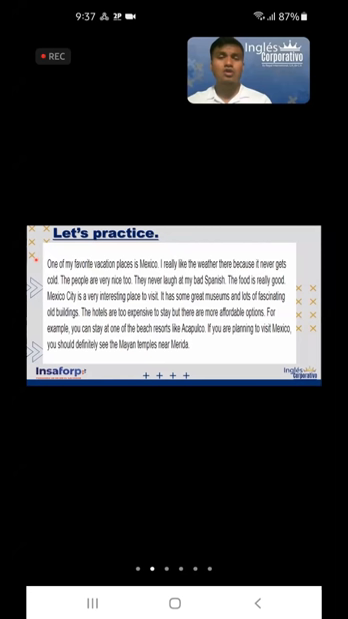It has some great museums and lots of fascinating old buildings. The hotels are too expensive to stay, but there are more affordable options. For example, you can stay at one of the beach resorts like Acapulco. If you are planning to visit Mexico, you should definitely see the Mayan temples near Merida.